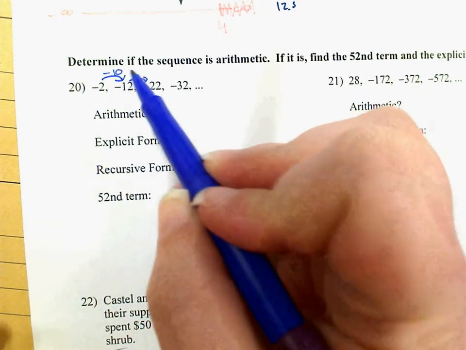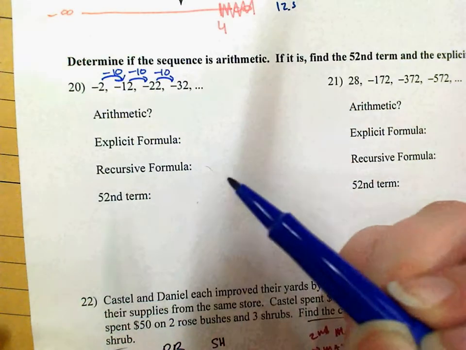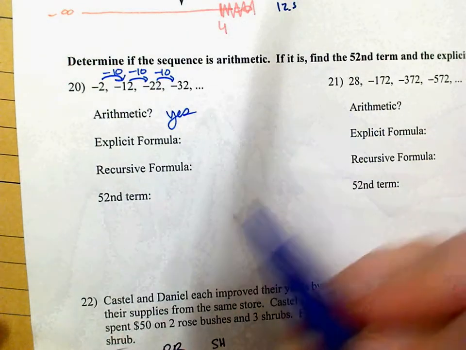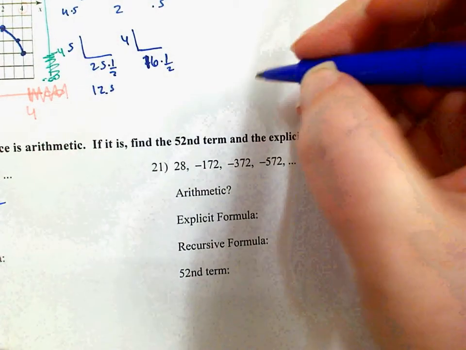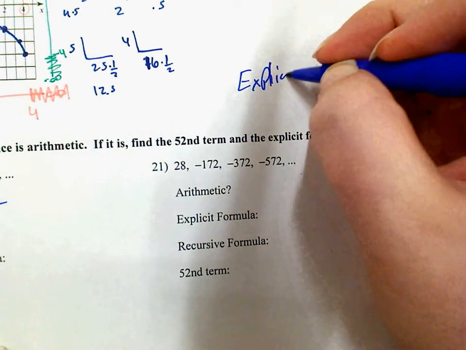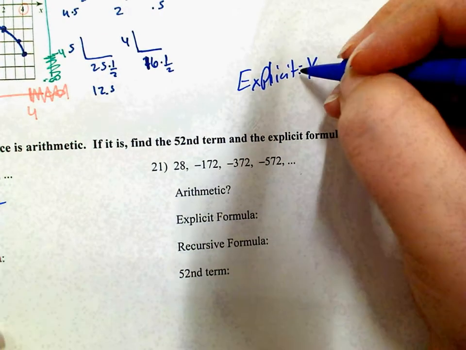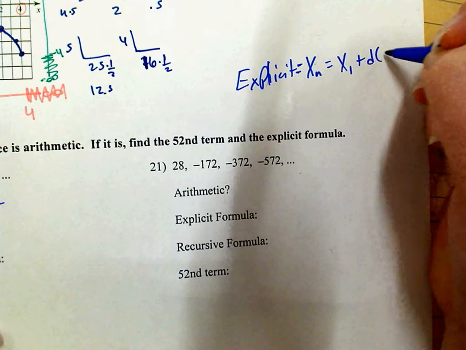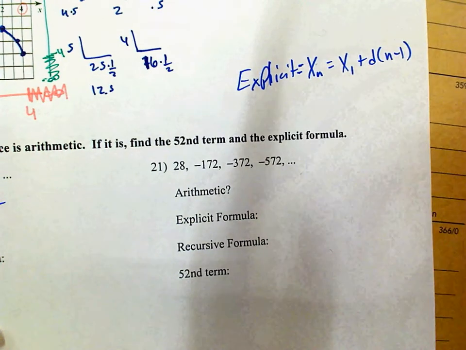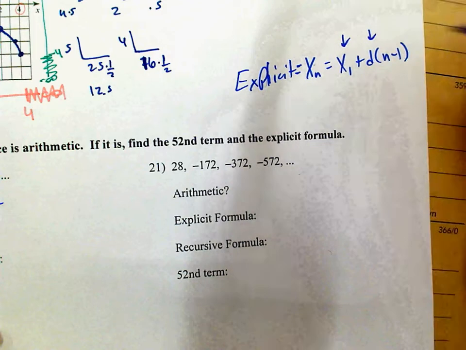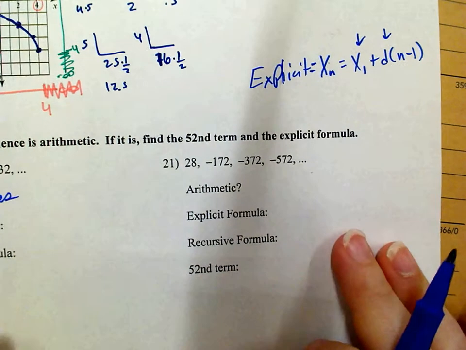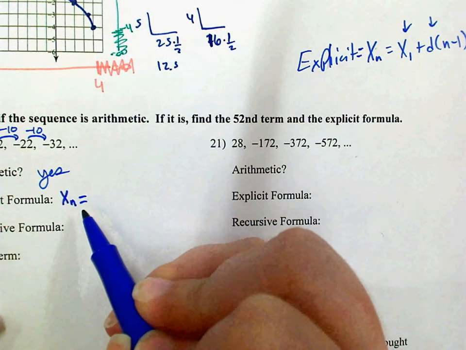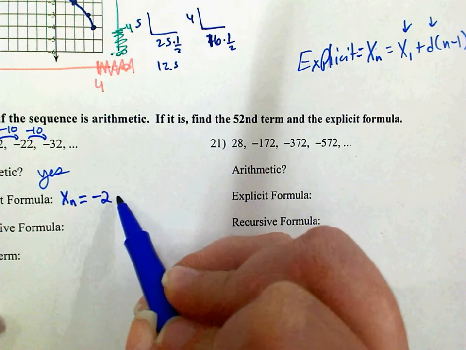Explicit formula. So in general, the explicit formula is x sub n equals x sub 1 plus the common difference times n minus 1, and all you gotta fill in is the first term and the common difference. Okay, so x sub n equals x sub 1, which is negative 2, plus the common difference. You could put plus negative 10 if you want. I'm going to go ahead and put minus 10, but you could say plus negative 10, times n minus 1. And there's my formula. That's all I got to write down.